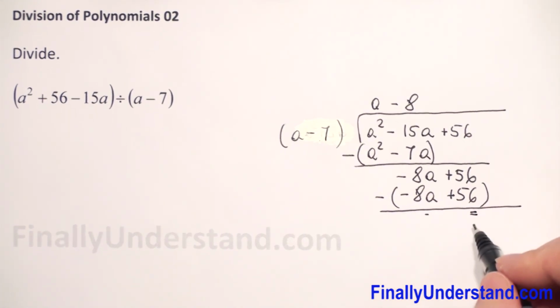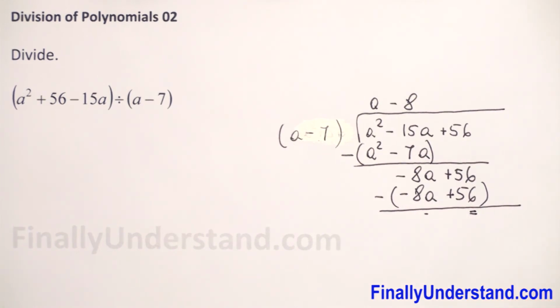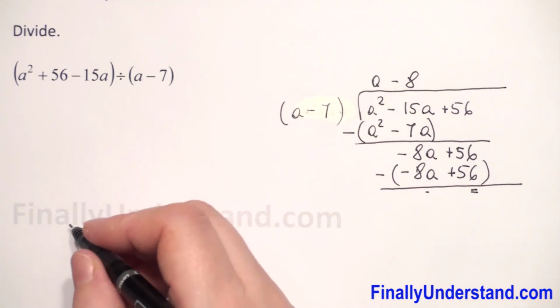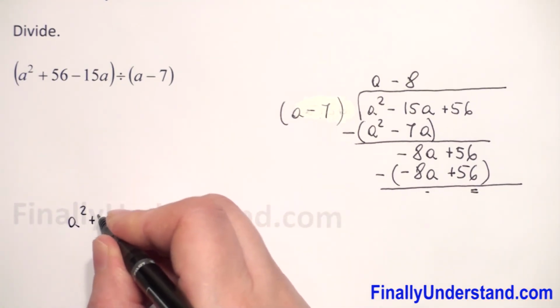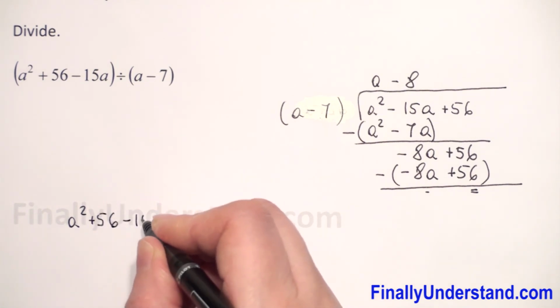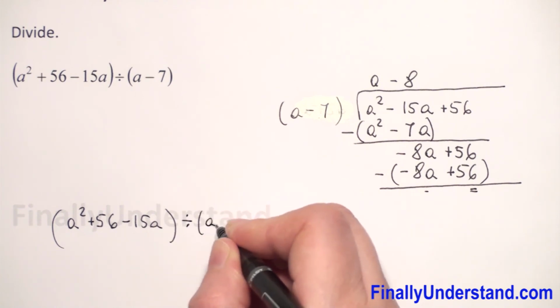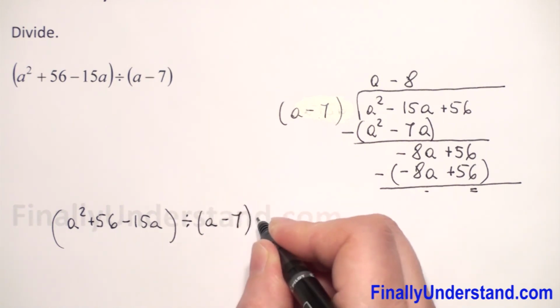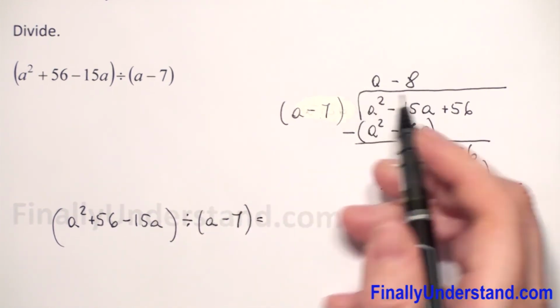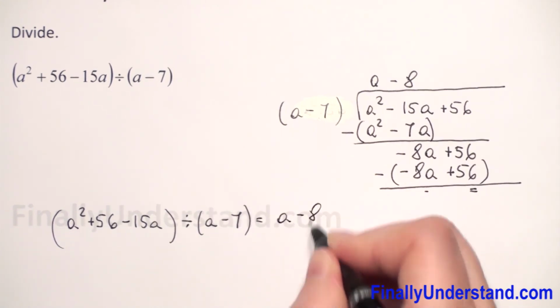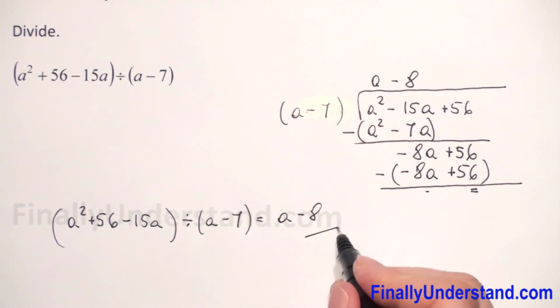So everything cancels out. So now we can write that a squared minus 15a plus 56 divided by a minus 7 is equal to whatever we have at the top, a minus 8. This is my solution.